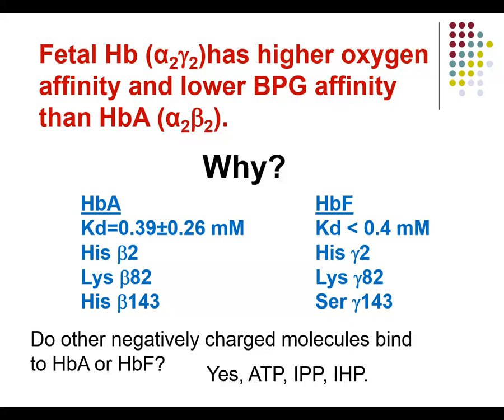One other issue that involves the 2,3-BPG binding pocket is that it's mainly dealing with charged molecules. So any molecule that has a lot of charge has the capability of binding to this pocket between the two beta subunits. This includes small molecules such as ATP, inositol pentaphosphate, and inositol hexaphosphate. And in some species, these are the actual physiological effectors of hemoglobin function.